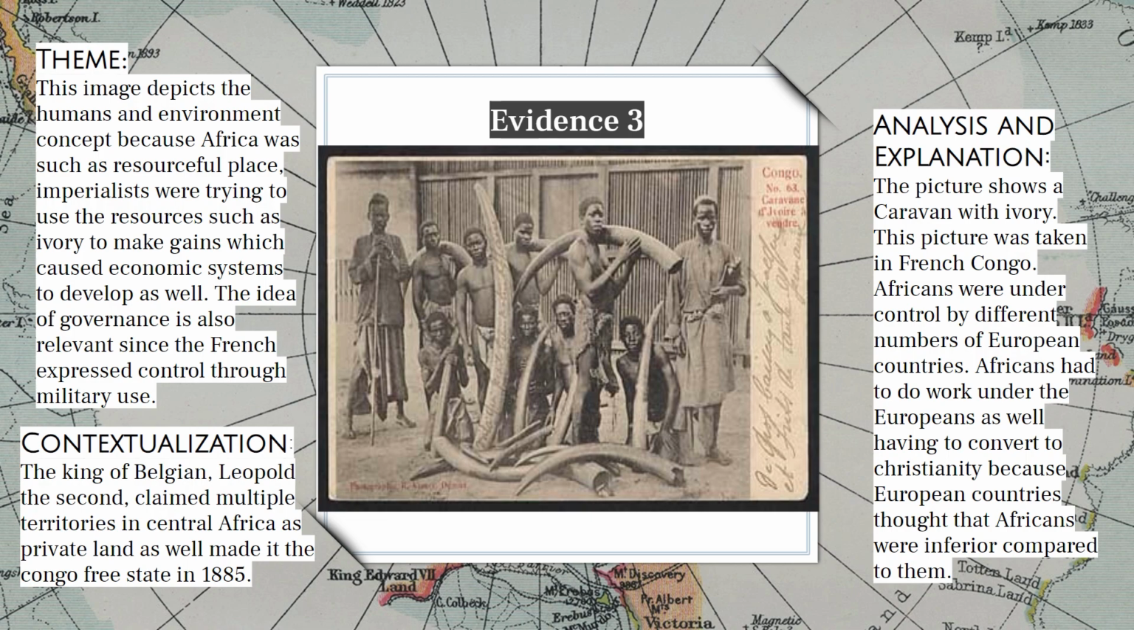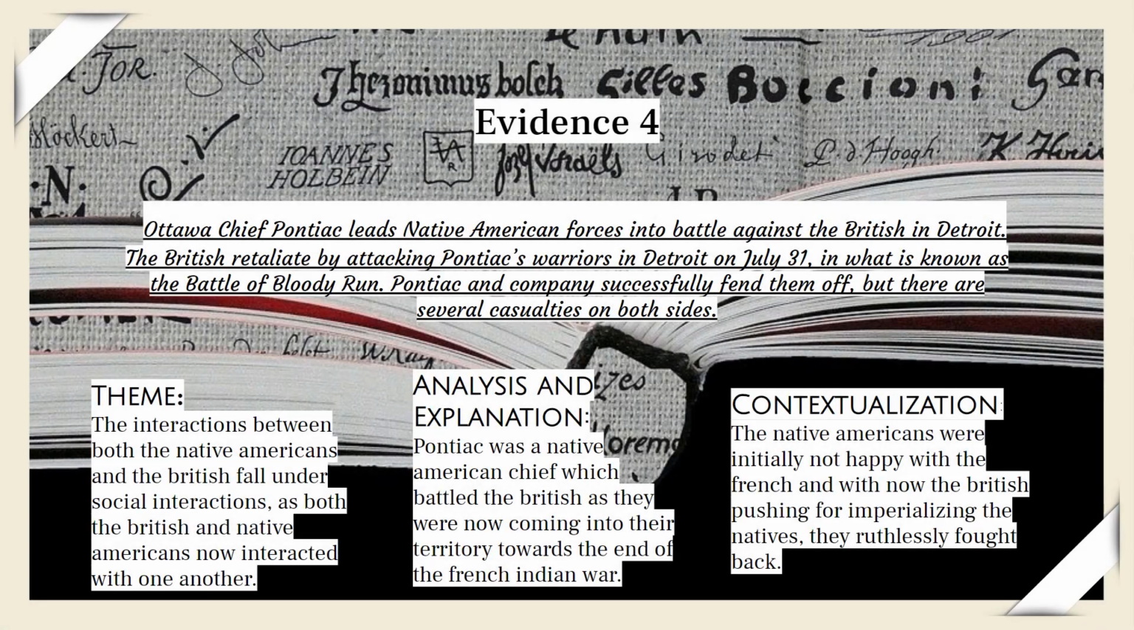Evidence 4 is a quote from History.com. The quote states, Ottawa Chief Pontiac leads Native American forces into battle against the British in Detroit. The British retaliated by attacking Pontiac's warriors in Detroit on July 31st, in what is known as the Battle of Bloody Run. Pontiac and company successfully fend them off, but there are several casualties on both sides. Towards the end of the French and Indian War, the Native Americans fought the British because they were also pushing to imperialize the natives. The outcome was that the natives successfully fended them off with a sacrifice of heavy casualties.